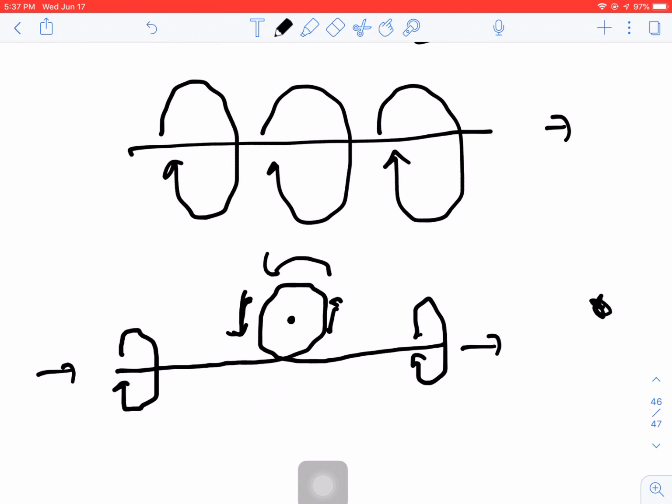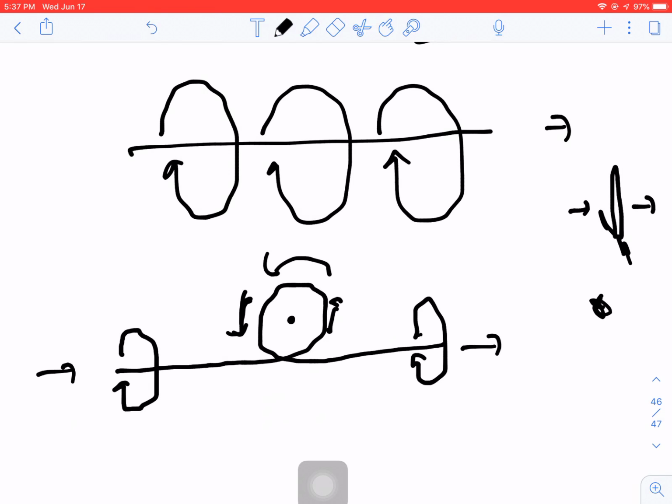So again, if I was looking at that loop, I've got the wire on this side and wire on that side, I'd have the magnetic field going that way out of the loop and going this way into the loop, and it actually has direction.